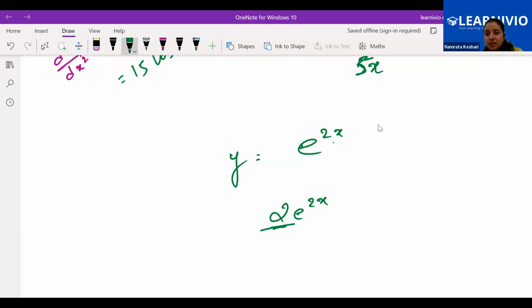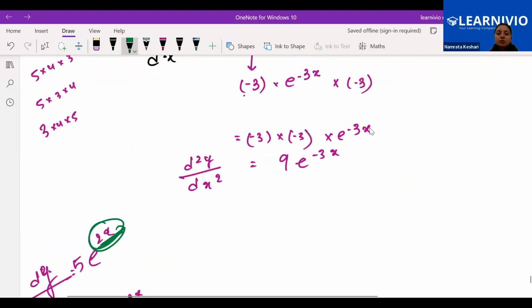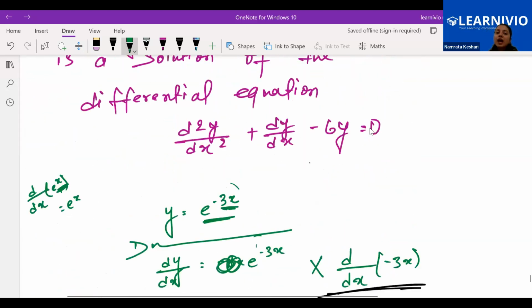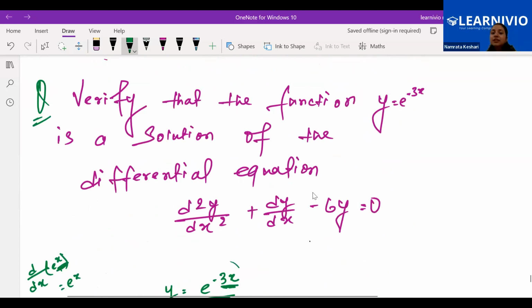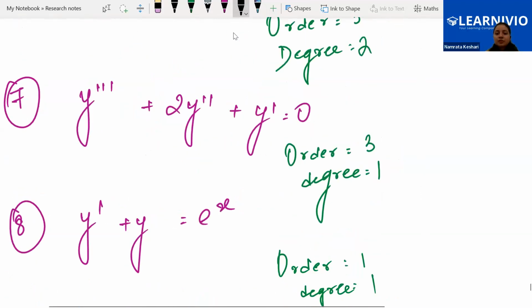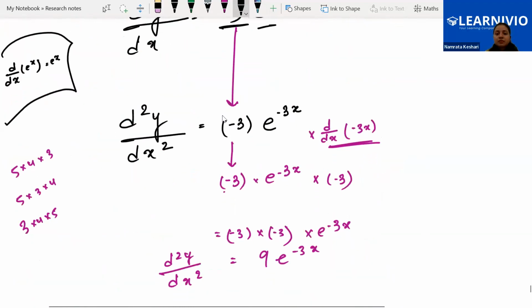Am I making sense? Yes, ma'am. Let's continue. So d2y by dx2 we got, dy by dx we are having in hand. Now we have to check whether it's a solution or not. So we will substitute everything over here. Let's do the substitution on the left hand side and check, are we getting 0 or not?